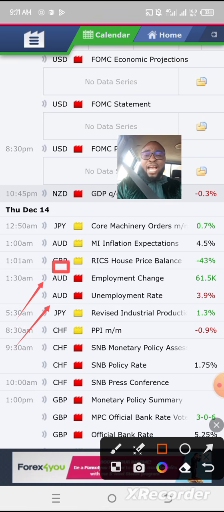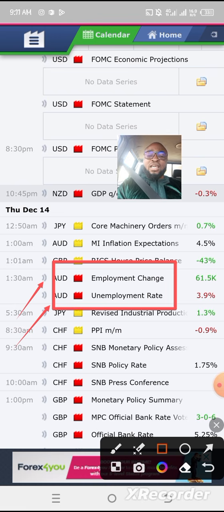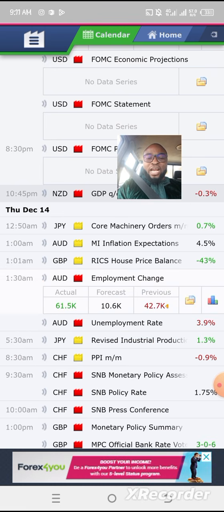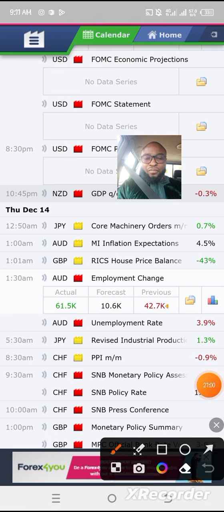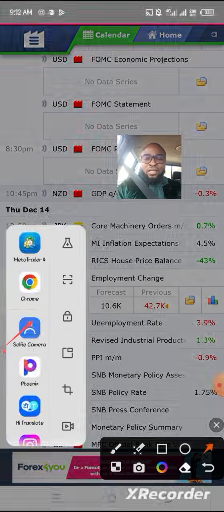Like I told you, this red impact is very high impact news. It will surely move the market. So if you put your chart to AUD USD on this day, look at this result here. 61.5k. Look at this, this is the actual.